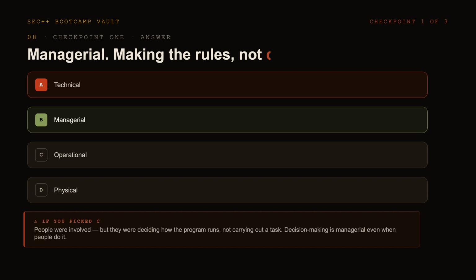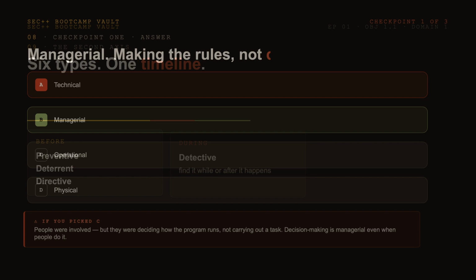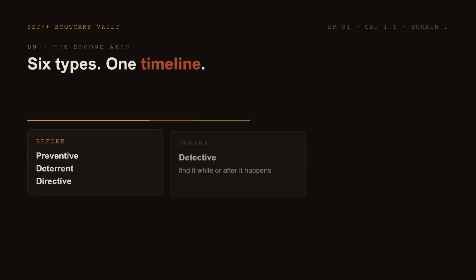Now for the second axis, control types. There are 6 and they line up on a timeline. Before the attack, 3 types are doing their job. Preventive Controls block it. Deterrent Controls scare it off. Directive Controls tell your own people the right way to do things. During the attack, Detective Controls catch it. After the attack, Corrective Controls clean up the damage.